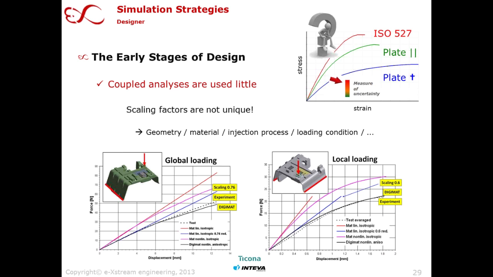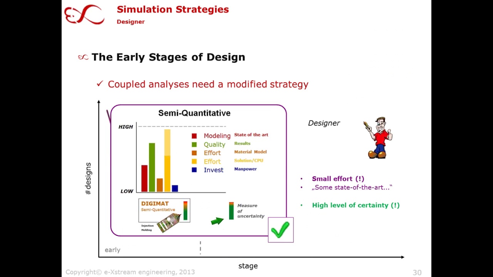If we then turn to the Digimat model, and this is the black straight line, it matches the dotted black line, which is the experiment, in both cases, but with a unique description of your material. And this is very important because it introduces a measure of certainty to your simulation. And so what we need now for the early design stage is the semi-quantitative modeling that I have discussed before.